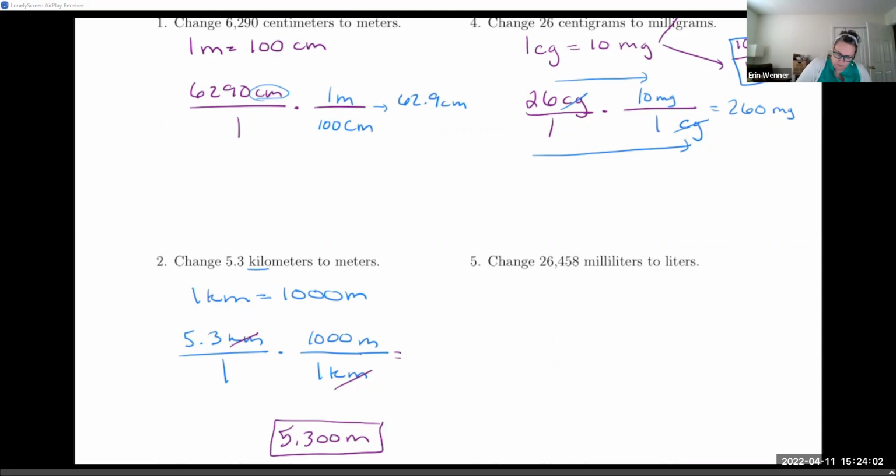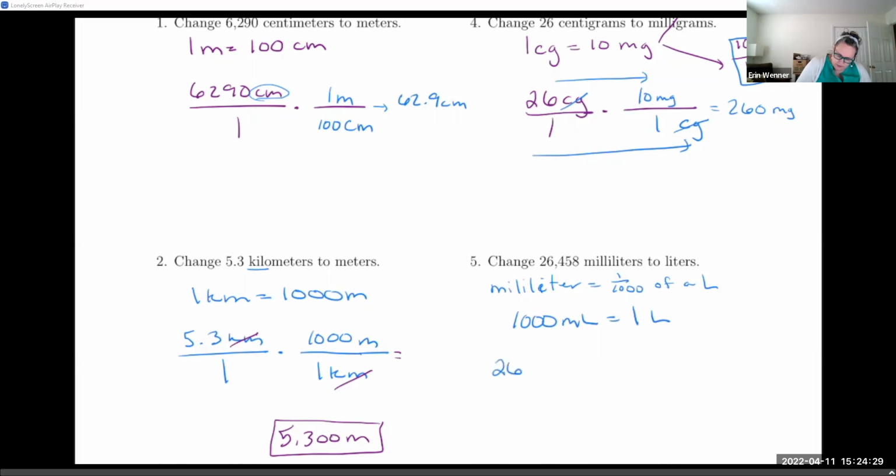Okay, so we know milliliters. So a milliliter is 1/1000th of a liter. So how do we use that information? Milli means 1/1000th. What that means is that 1000 milliliters equals 1 liter.